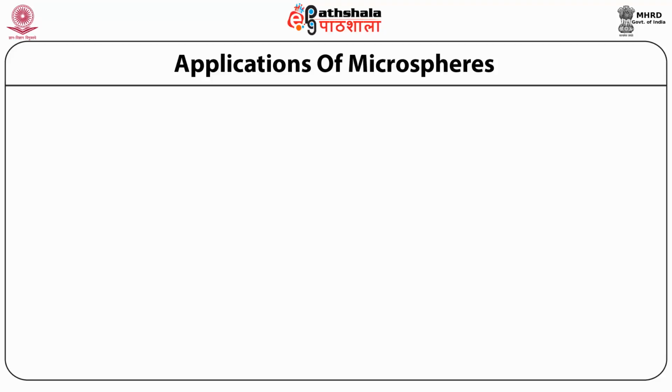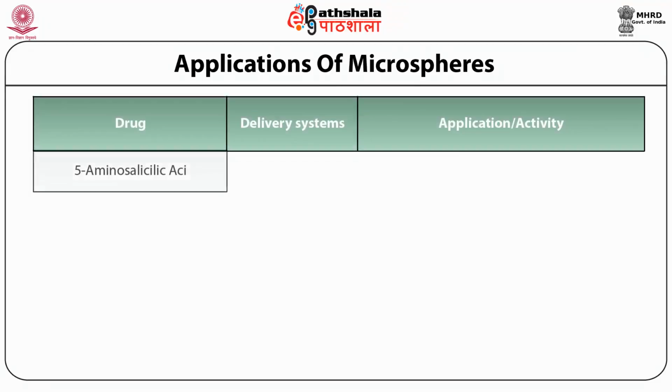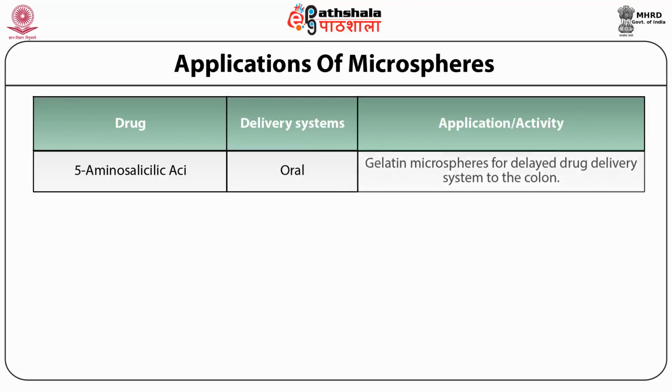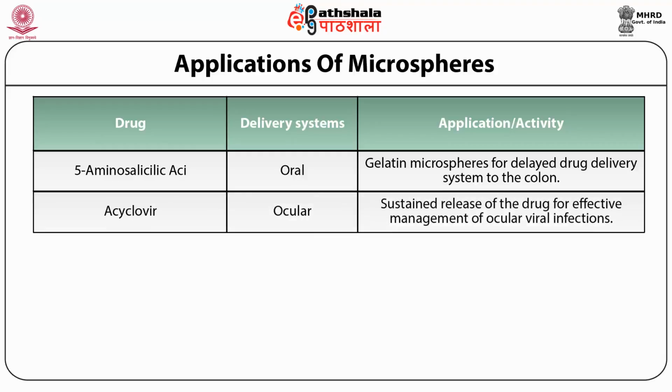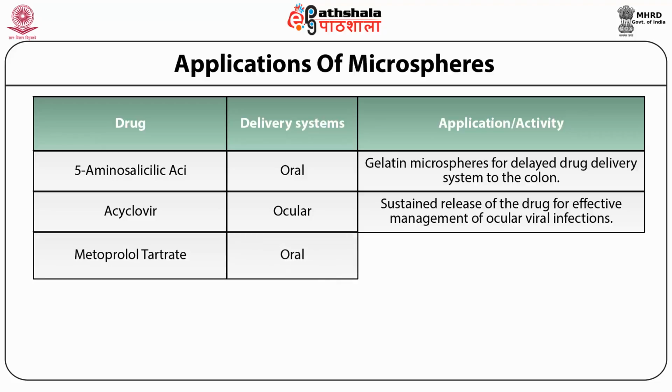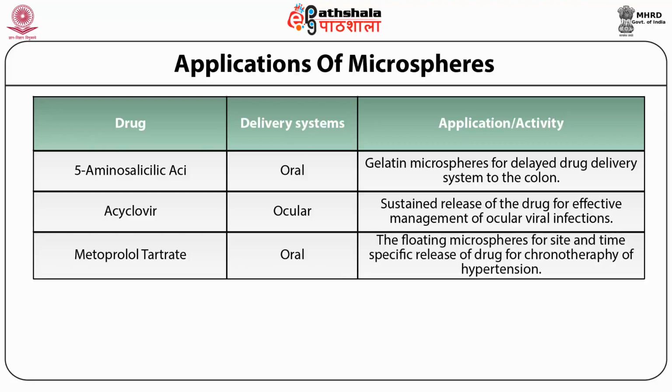Some of the recent examples are marketed formulations in the form of microspheres. The first example is 5-aminosalicylic acid, given by oral route, available as gelatin microspheres for delayed drug delivery to the colon. Then acyclovir, given by ocular route, is available as sustained release for effective management of ocular viral infections. Then metoprolol tartrate, also given orally, is available as floating microspheres for site and time specific release for chronotherapy of hypertension.